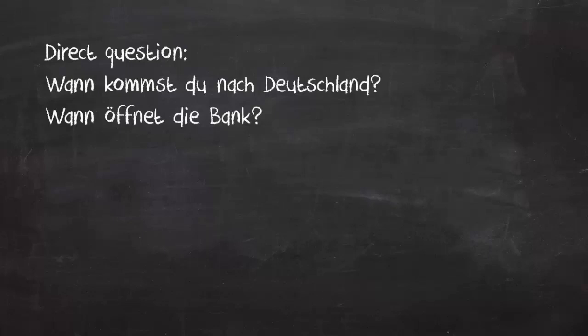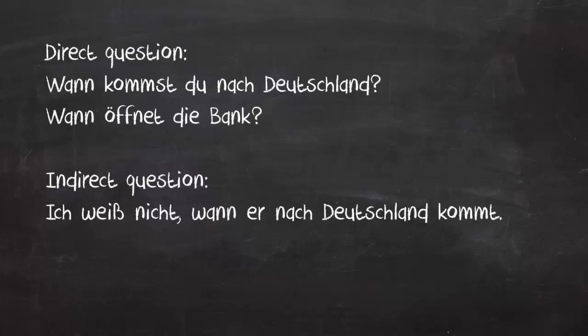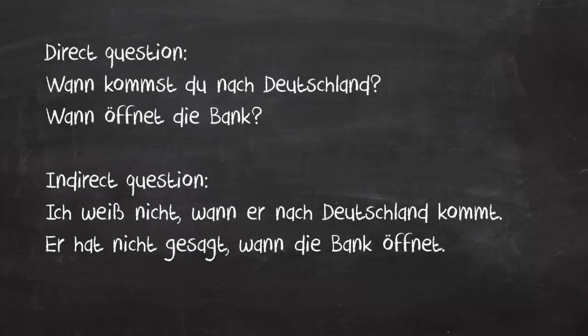Alright, and here are some indirect questions. Ich weiß nicht, wann er nach Deutschland kommt. I don't know when he comes to Germany. Er hat nicht gesagt, wann die Bank öffnet. He didn't say when the bank opens. You see that indirect questions are actually statements that usually start with a short introduction and then when. I don't know when. He didn't say when, etc. And again, you can replace when with at what time.